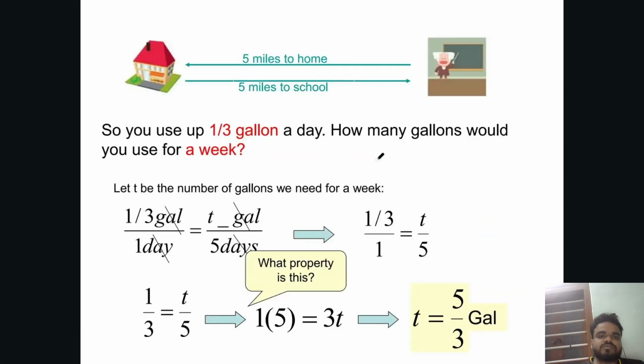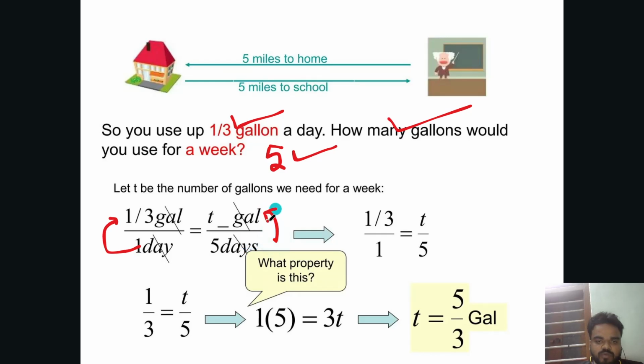Got it? Next, the same question with some added data. So you use up 1 by 3 gallon a day. How many gallons would you use for a week? Assume 7 days in a week and 5 days are your working days when you go to school. So one day you are spending 1 by 3 gallon. So how much for 5 days? It's very simple, no? One day you spend 1 by 3 gallon. How much will you spend for 5 days?